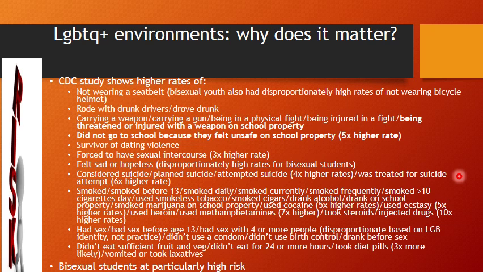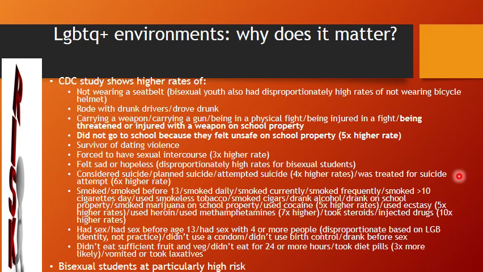higher rates of sex, sex before 13, sex with 4 or more people, not using a condom, not using birth control, drinking before sex. These are disproportionate based on someone's stated identity as lesbian, gay, or bisexual, not their practice. When you look at practice of people having same-sex sex, or however you want to define it, heterosexual sex, however you want to define that, and both, there is no difference. But when you look at how people identify themselves, that's where you see these distinctions.